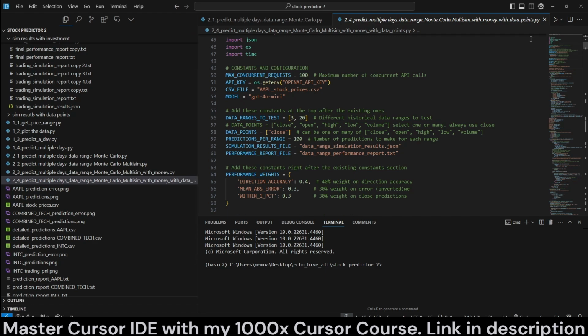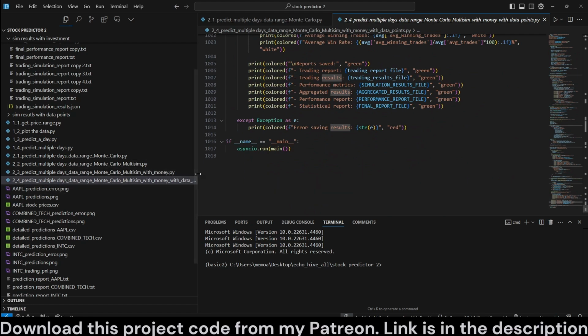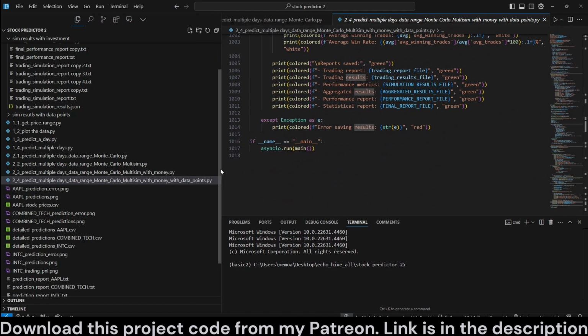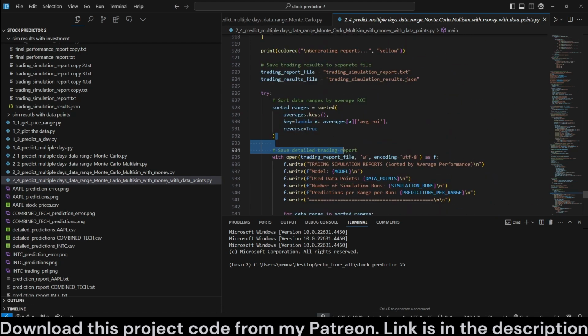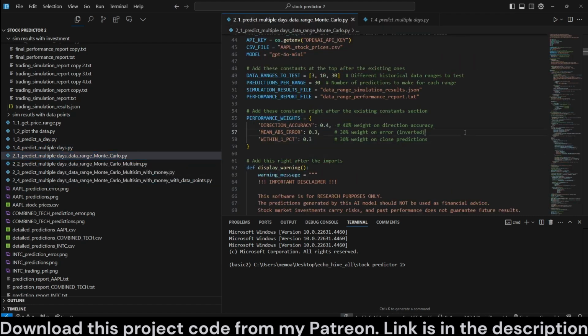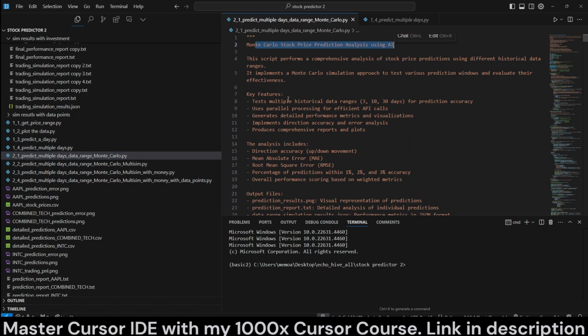Now, as far as the complexity of this code, the final code that runs tests on different data ranges with different data points is about 1,000 lines of code. I will actually get my AI code explainer to explain this, so I think it'll be easier. But most of the code is actually related to generating the report and writing the report properly. So that takes up quite a lot of space, and also using Yahoo Finance, dealing with date ranges was a bit difficult. But if you quickly look, this is a Monte Carlo stock price prediction analysis using AI.